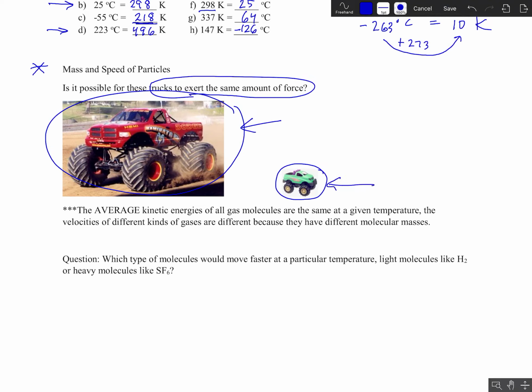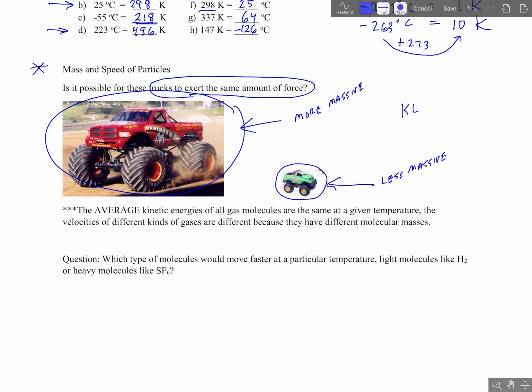And I'd ask you, well, why? And you'd say, because it's more massive. Right? Isn't it bigger by many times than the toy truck? You can say the toy truck is less massive. It has a smaller mass. But kinetic energy, kiddos, is more than just the mass of an object.